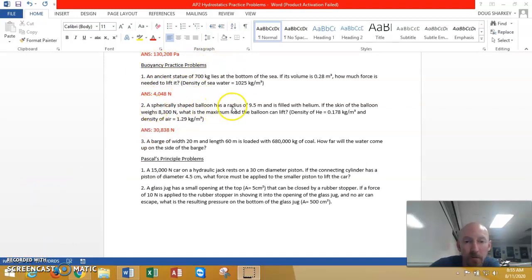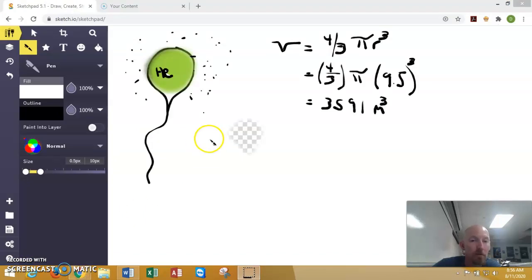A spherically shaped balloon has a radius, is filled with helium. And what's the maximum load the balloon can lift? Helium is less dense than air, so it will rise, and that's why we use helium in certain applications, and you can get a balloon to actually lift something, right? So in order to do this, what I'm going to do first is draw a picture. This is my helium balloon, isn't that cute? And I've got to figure out what all the forces are acting on the balloon.